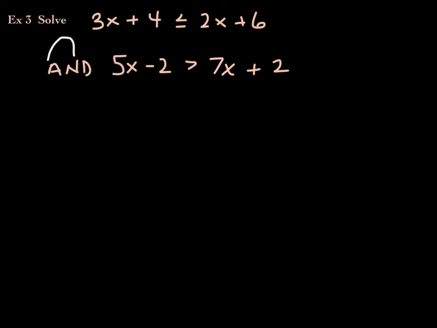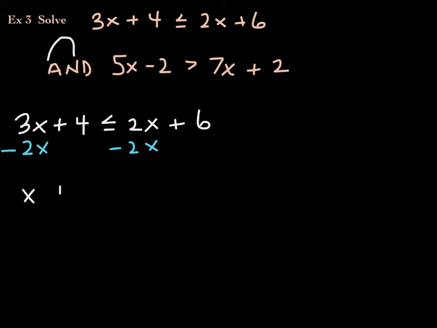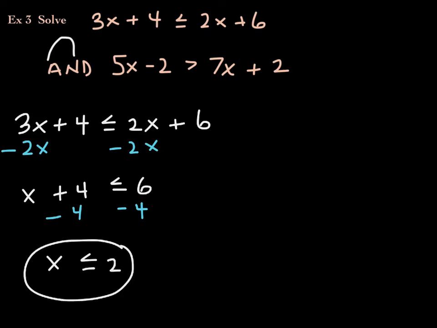All right, let's take each one of these inequalities separately. Here we go. 3x plus 4 less than or equal to 2x plus 6. What I'll do first is, remember, I want to keep my variable on the left side. So I am going to subtract 2x from both sides because I want to keep my variable on the left. So what that will do for me now is give me just 1x plus 4 is less than or equal to 6. Next, I will subtract 4 from both sides and get my final statement that says x is less than or equal to 2. All right, let's go for the next inequality.